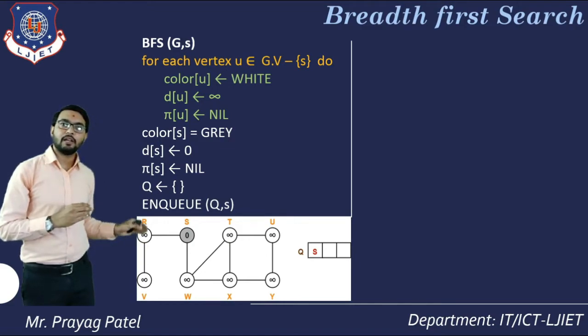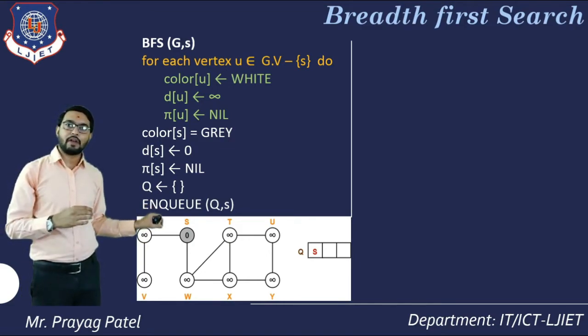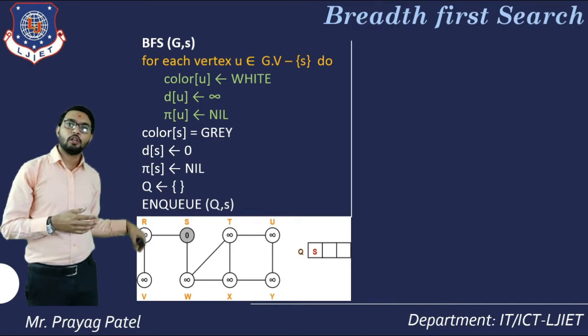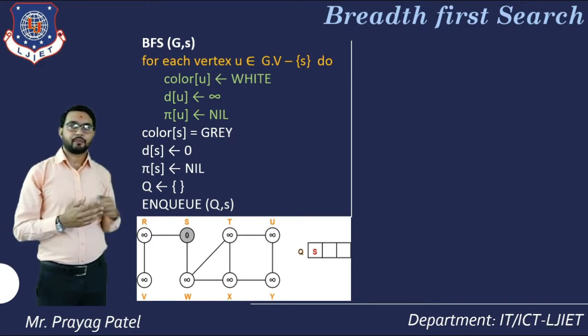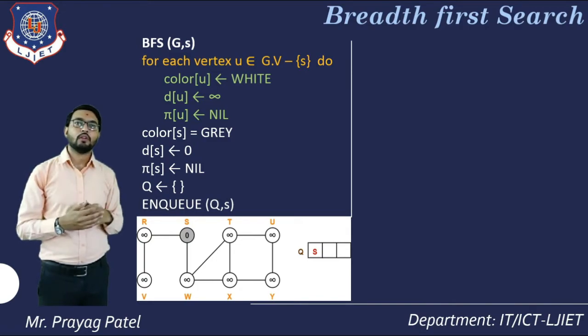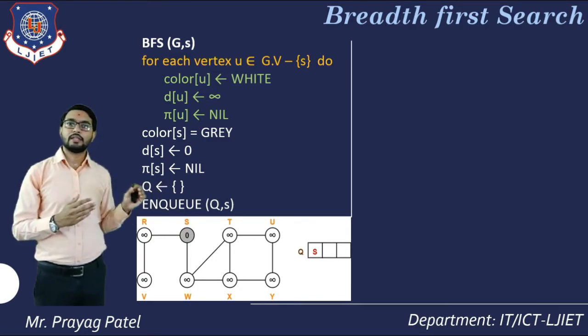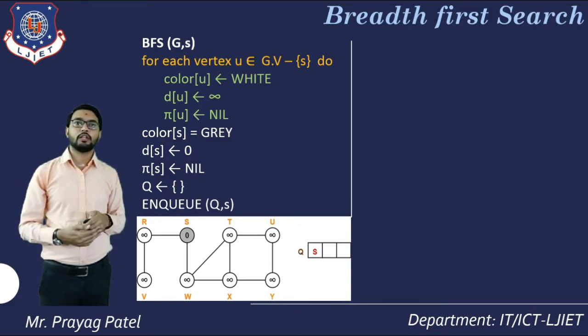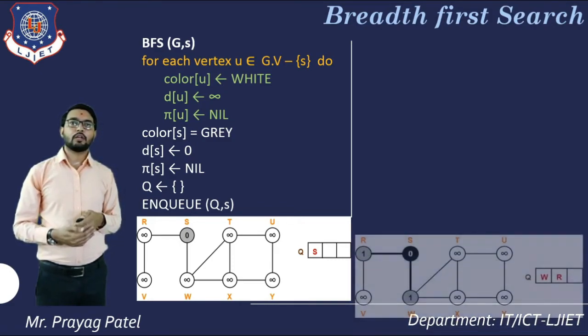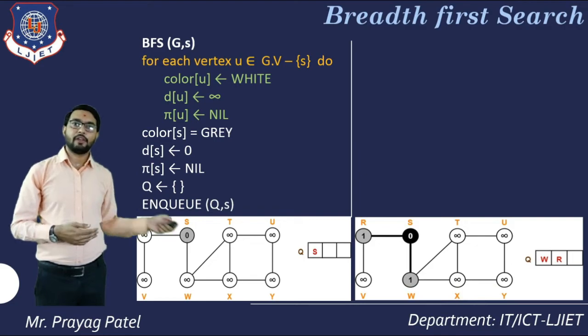See in this figure, initially the root node S value is 0, all remaining values are infinity, the color of all remaining nodes is white and the color of the S node is gray. And the state of Q is that the only node in Q is S. Now consider the next step of the algorithm, using the same figure.